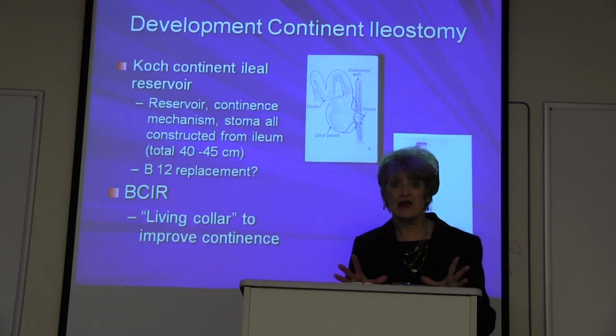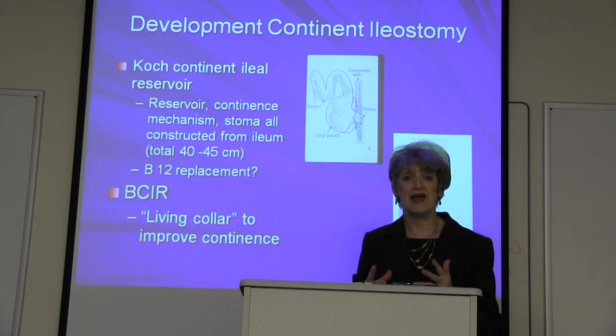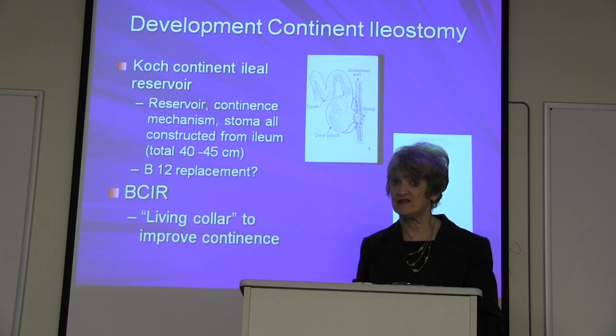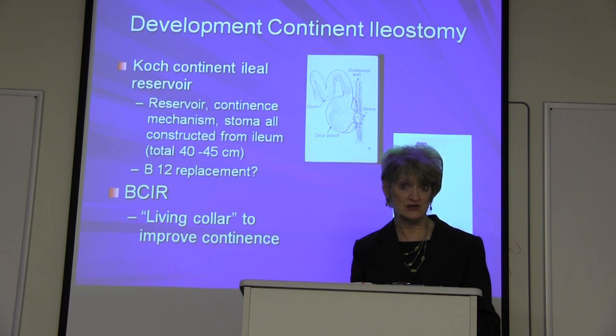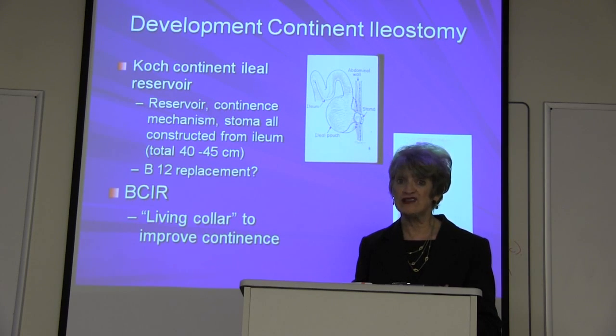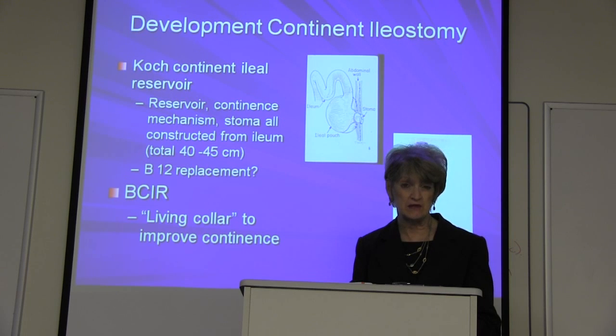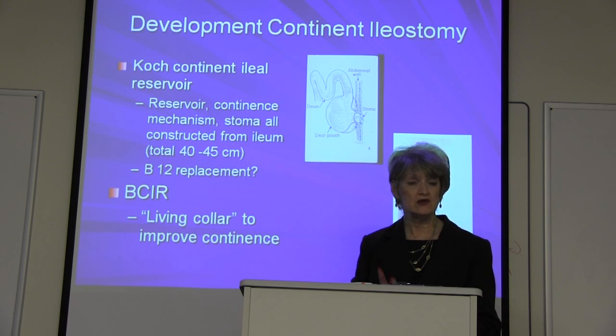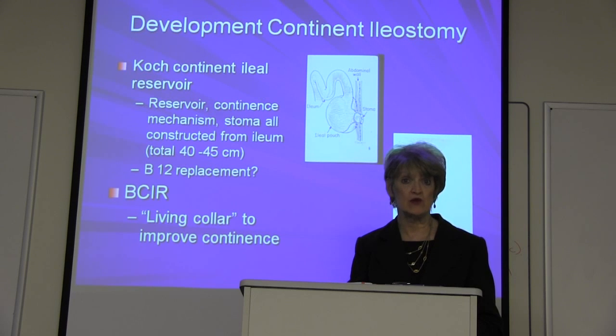He made this entire reservoir, the continence mechanism, and the stoma out of the terminal ileum. Altogether it takes about 40 to 45 centimeters of terminal ileum. So then you go back to our discussion about the anatomy and physiology of the GI tract. You think about the fact that the last 100 centimeters of the ileum is the only site for absorption of vitamin B12 intrinsic factor complex, and you realize that these patients could potentially be at risk for B12 deficiency. So their B12 levels are monitored, so that should they develop deficiency, we can begin to supplement.